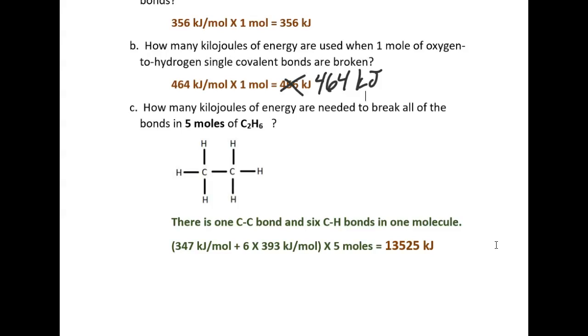To break 1 mole of carbon-carbon bonds uses 347 kilojoules of energy. To break 1 mole of carbon-hydrogen bonds uses 393 kilojoules of energy for each one of those carbon-hydrogen bonds. So notice the multiplication by 6 in the math expression. And that was just for 1 mole of those bonds. This problem says that we have 5 moles of ethane. So you'll notice the multiplication by 5 in the math expression. The result is 13,525 kilojoules of energy.